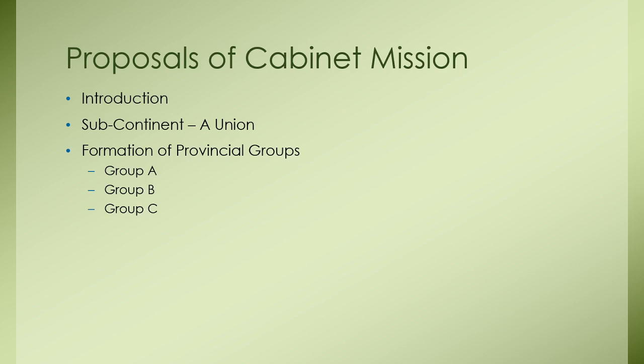What was in Group A? Group A consisted of Hindu majority provinces like Madras, Bombay, UP, that is Uttar Pradesh, CP, Central Provinces, Bihar and Orissa.